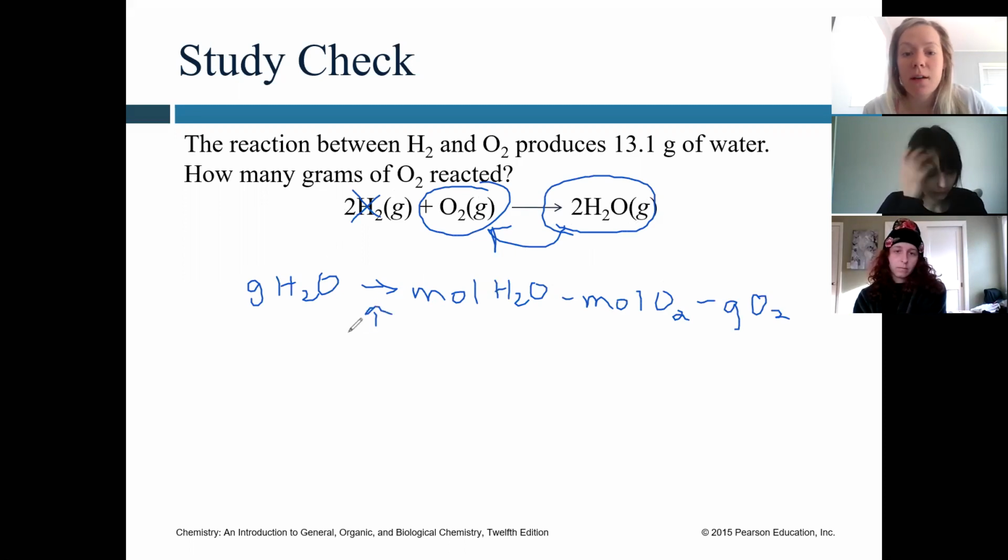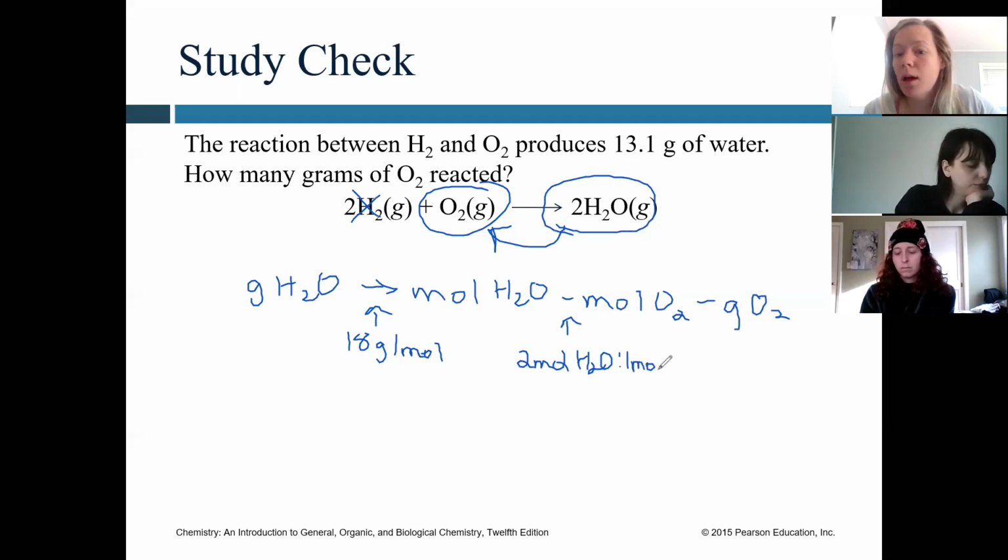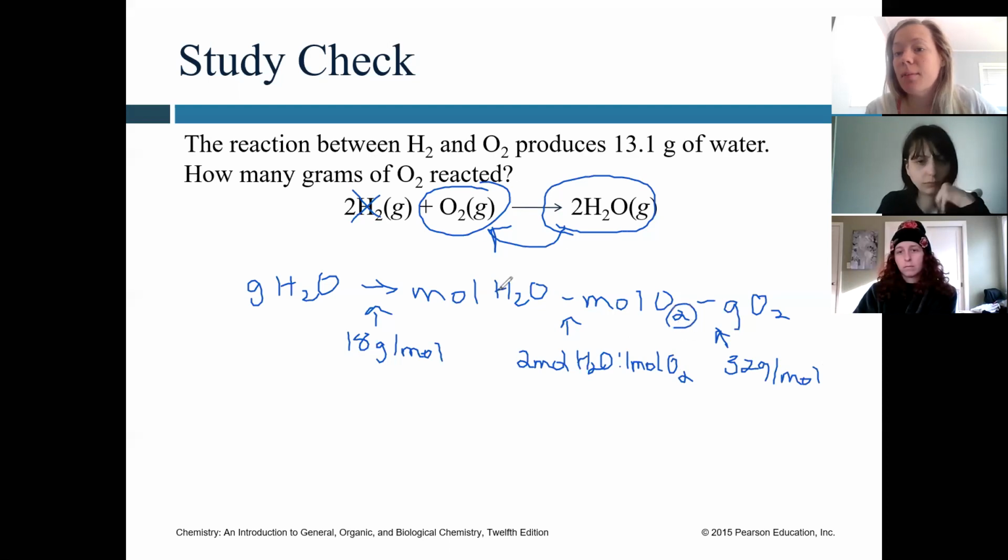What is the mass of water? It's roughly 18 grams per mole. What is the relationship between these two? It's 2 moles of water needs 1 mole of this O2. And then what's the mass here? Well, it is 32 grams per mole. Why is it 32? Because it's talking about a diatomic. So just look at it for whatever it says. If it says O2, honor that.